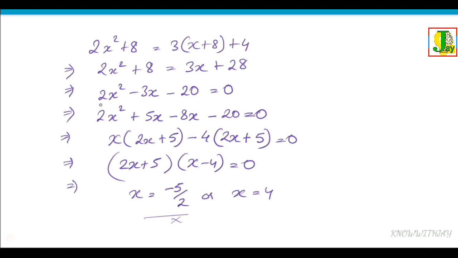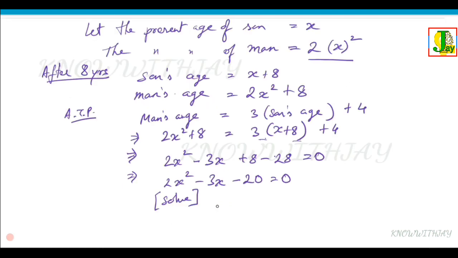So here is our solution. This is the quadratic equation, 2x² - 3x - 20 = 0. Now after solving, we get x = -5/2 or x = 4. So we know that x is what?